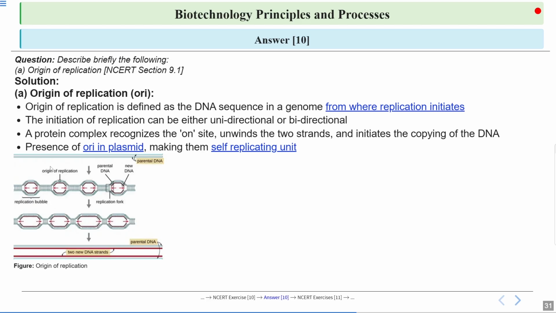Here you can see this is the origin of replication. You can see the replication bubble is there, right? And this is the parental DNA, parallel. But after some time, at the origin of replication, they start their DNA replication. And you can see this maroon color. These are the two new DNA strands formed on the parental DNA template, right?